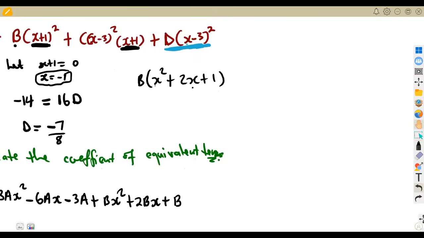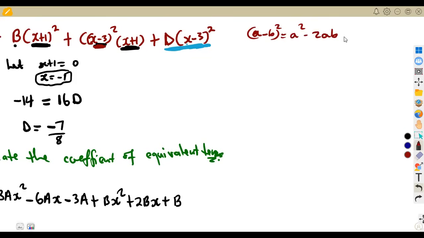Let us move on to C. On the part of C, we also have the expansion of x minus 3 squared. If we use the formula of a minus b squared, which we said gives us a squared minus 2ab plus b squared, this will be x squared, which is the first term, minus 2ab, so minus 2 times x times 3, which is minus 6x, plus b squared, which is 3 squared, which is 9. So this is the expansion of the bracket of x minus what?